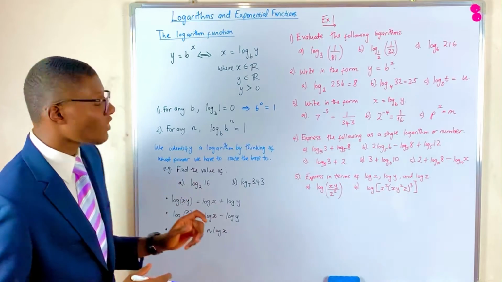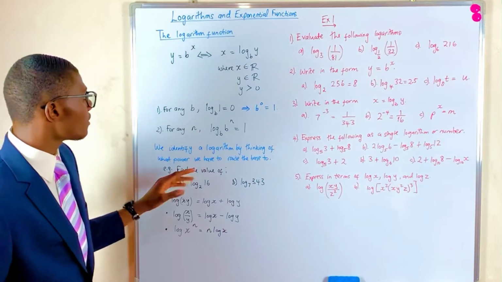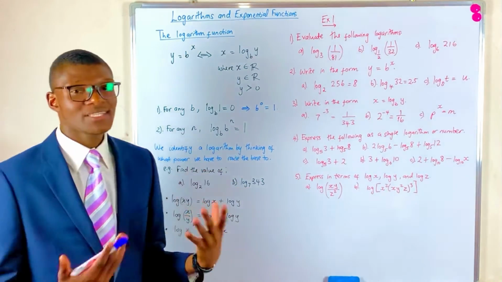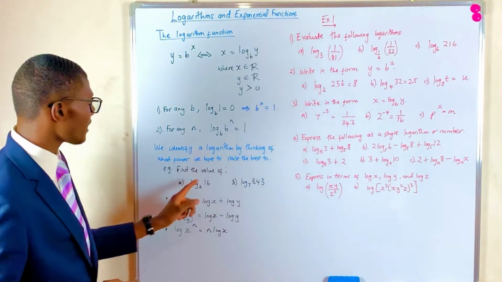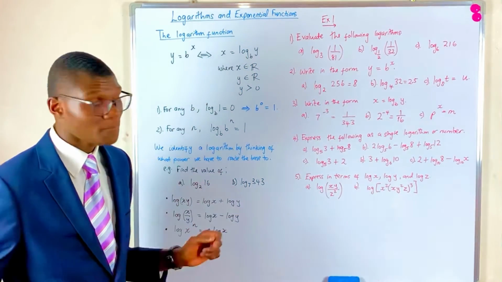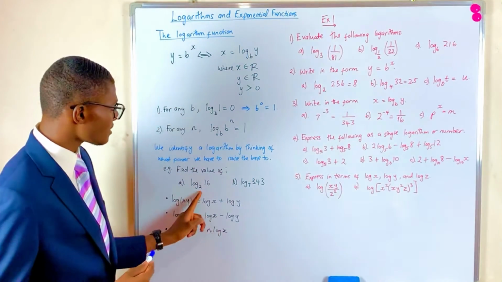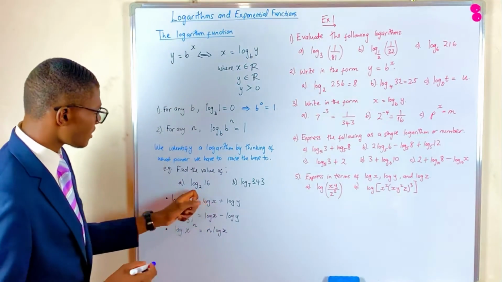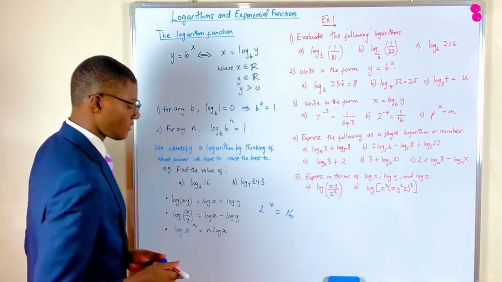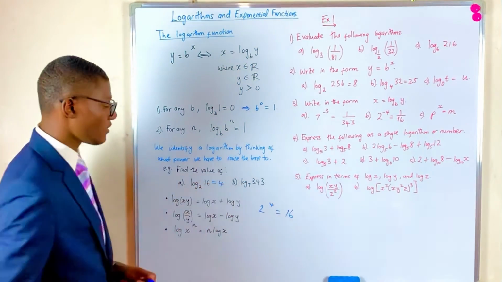So when we need to evaluate logarithms, we can just start by thinking of power. We can start by thinking of the power to which we can raise the base. So for example, if we are to find the value of log to base 2 of 16, and like I'm saying, if we think of the power to which we can raise the base so that we get the 16, we know that 2 to the power of 4 gives 16. So therefore, log to base 2 of 16 will simply be equal to 4.